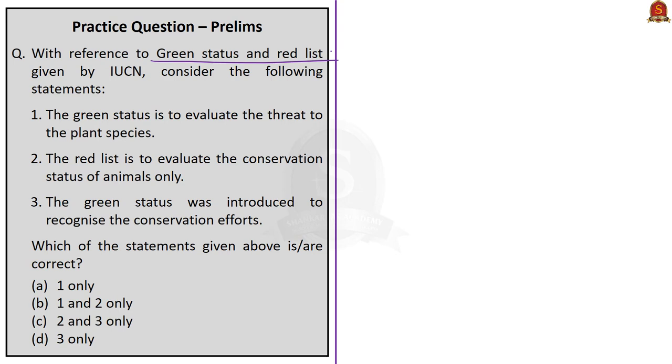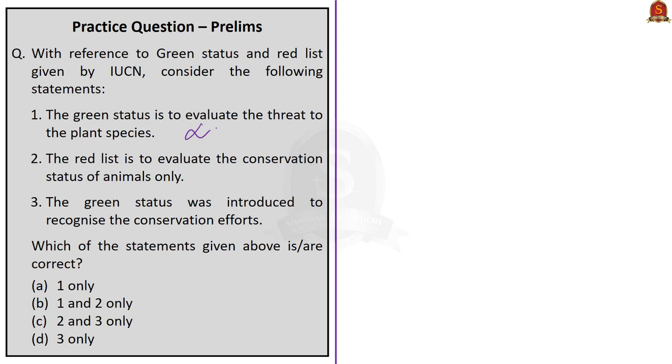The first statement is, the green status is to evaluate the threats to the plant species. The second statement is, the red list is to evaluate the conservation status of animals only. The third statement is, the green status was introduced to recognize the conservation efforts. Which of the statements given above is or are correct? See, statement 1 is wrong because the green status was introduced to acknowledge the conservation efforts of any species. So statement 1 is incorrect. It does not evaluate the threat to the plant species.